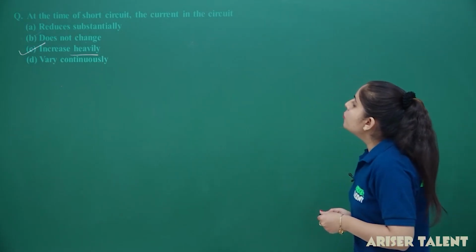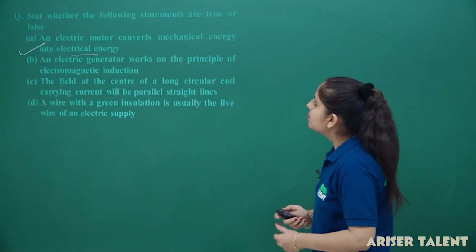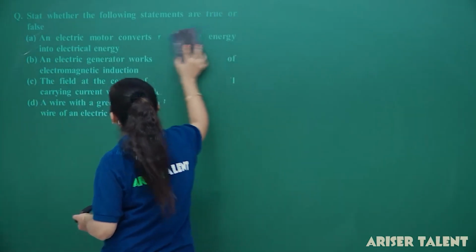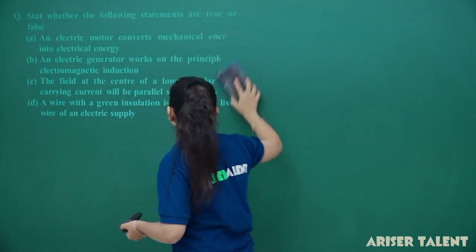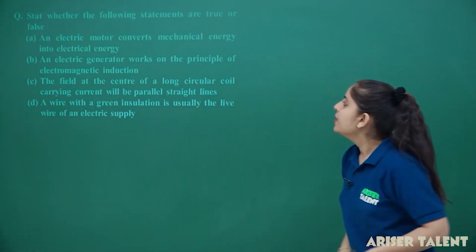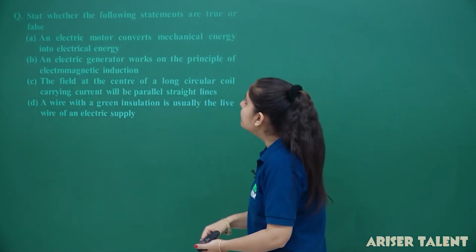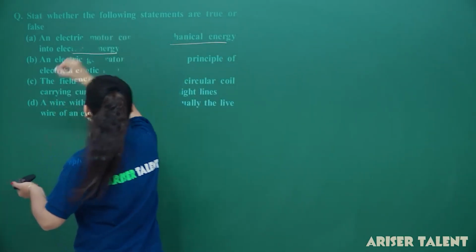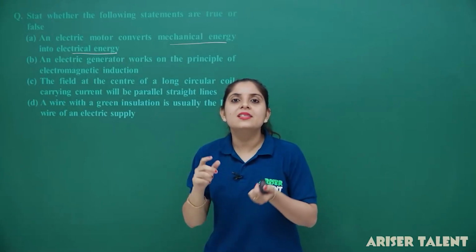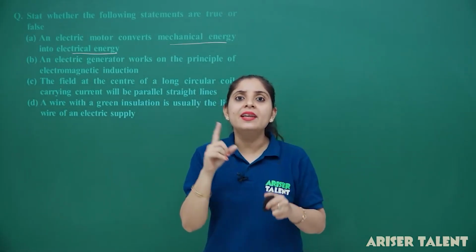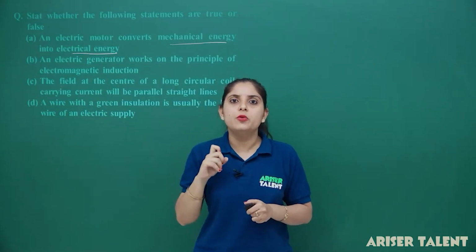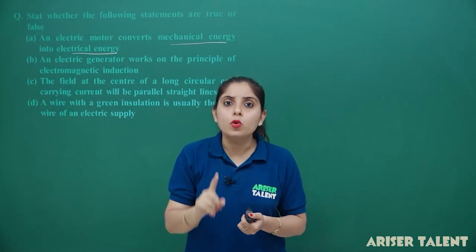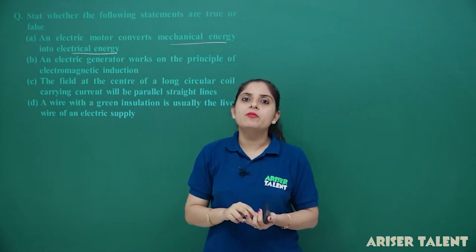Now, let's move to the next question in this sequence we have. You have to identify which statements are true and which statement is false here. So this is basically our true and false. I'm reading the first question here. Electric motor converts mechanical energy into electrical energy. This is not happening. Why? Because an electric generator will convert the mechanical energy into electrical energy. That's why we are running all the electrical devices. But in case of electric motor, electrical energy will be converted into mechanical energy.